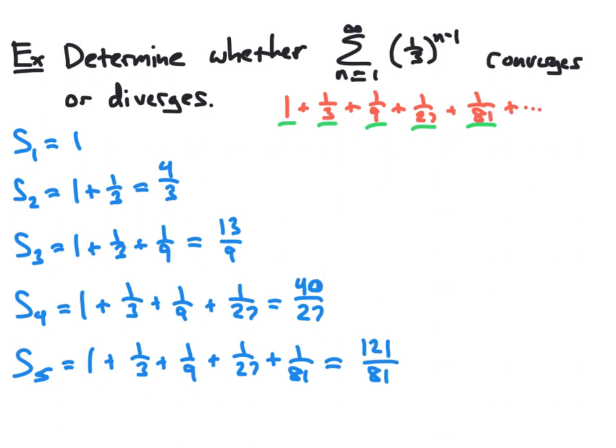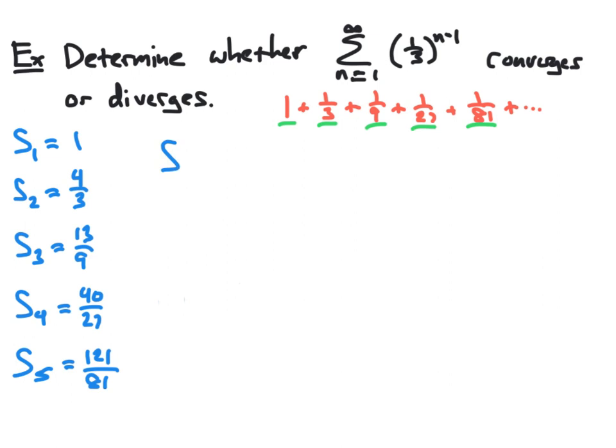S4 will be the sum of the first 4 terms, 1 plus 1/3 plus 1/9 plus 1/27, which sums to 40/27. And S sub 5 will be the sum of the first 5 terms, 1 plus 1/3 plus 1/9 plus 1/27 plus 1/81, which equals 121/81. We could, of course, continue if we wanted, but this does give us the first 5 terms of our sequence, and this should be enough to come up with a formula for the general term of our sequence of partial sums.